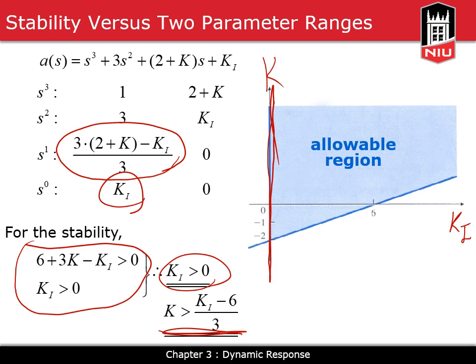The other condition says K has to be greater than (Ki minus 6) over 3. Drawing the line of K equals (Ki minus 6) over 3 gives us this line. K being greater than this means above this line is acceptable. So above this line and to the right of this vertical line is the acceptable region. That means this blue area is the allowable region for selecting K and Ki.